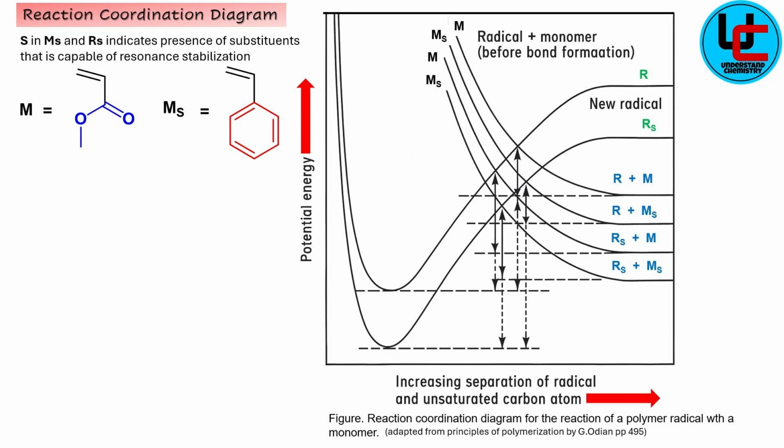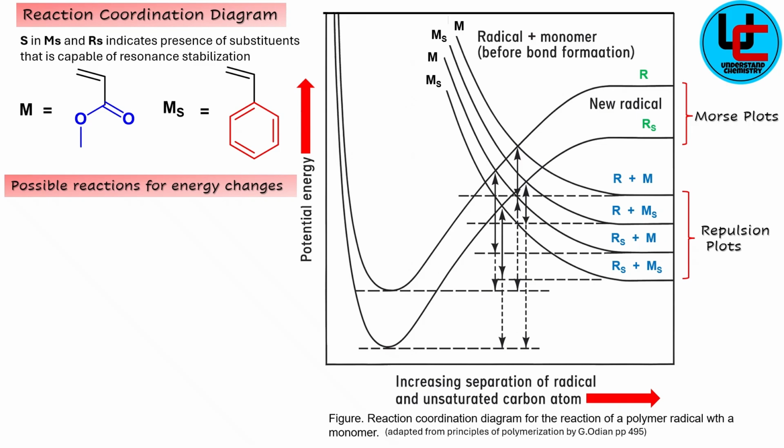There are two sets of potential energy plot in this figure. One set of 4 repulsion plots that show the energy barrier due to steric hindrance or electronic repulsion when the radical gets too close. The other set of 2 Morse plots show how potential energy changes as the radical approaches the monomer. It represents the stability of the bond finally formed. These energy changes are shown for the 4 possible reactions between resonance stabilized and non-stabilized monomers and radicals.